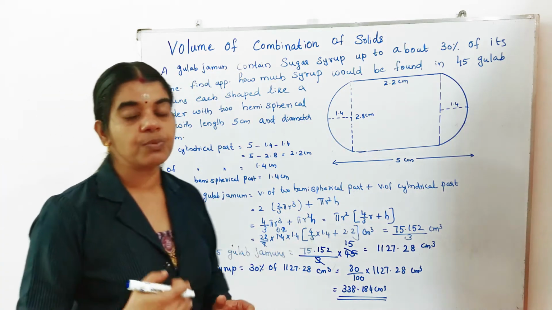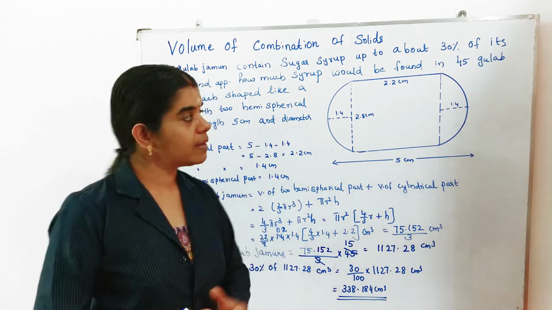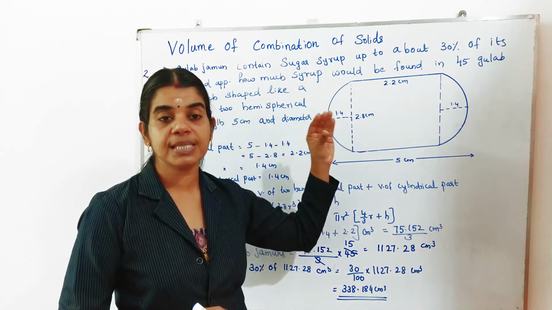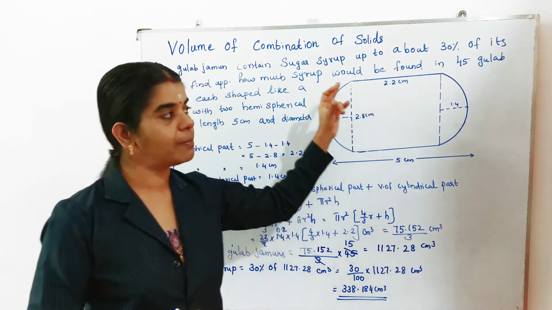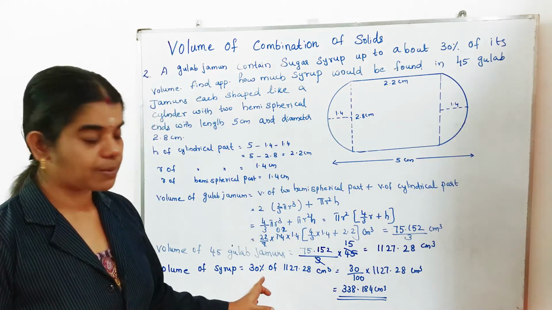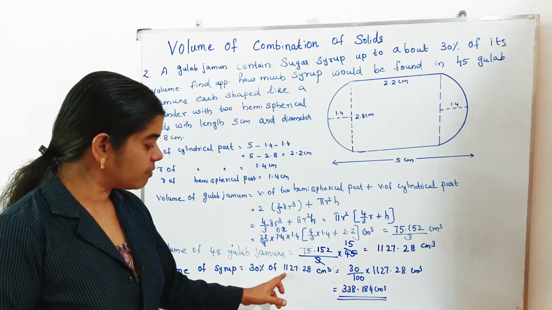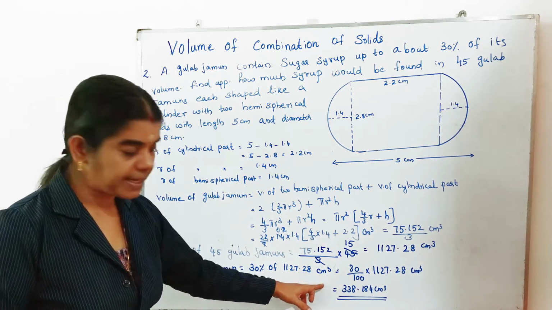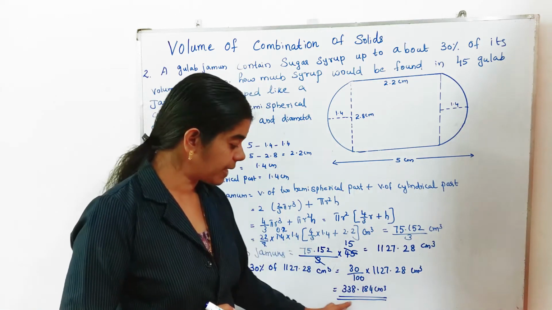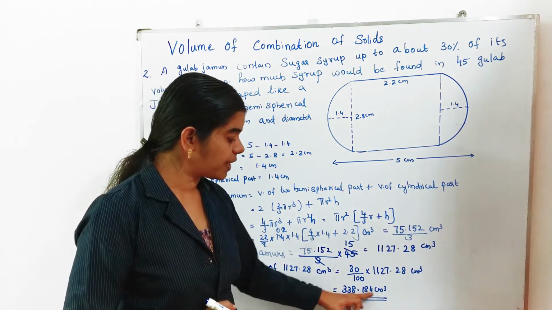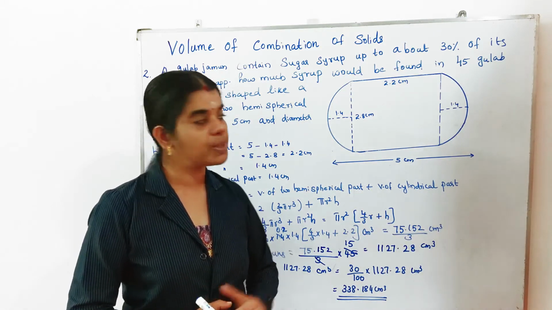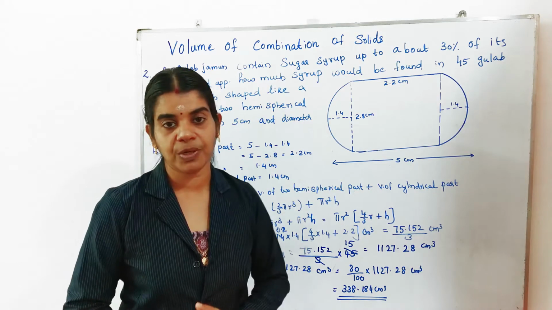Next you want to find the volume of the syrup. They already told us the total volume of the gulab jamuns, and 30% of it will be the volume of the syrup. So volume of the syrup is equal to 30% of 1127.28. Then 30 by 100 into 1127.28, you will get 338.184 centimeter cube as the volume of the sugar syrup in those gulab jamuns.